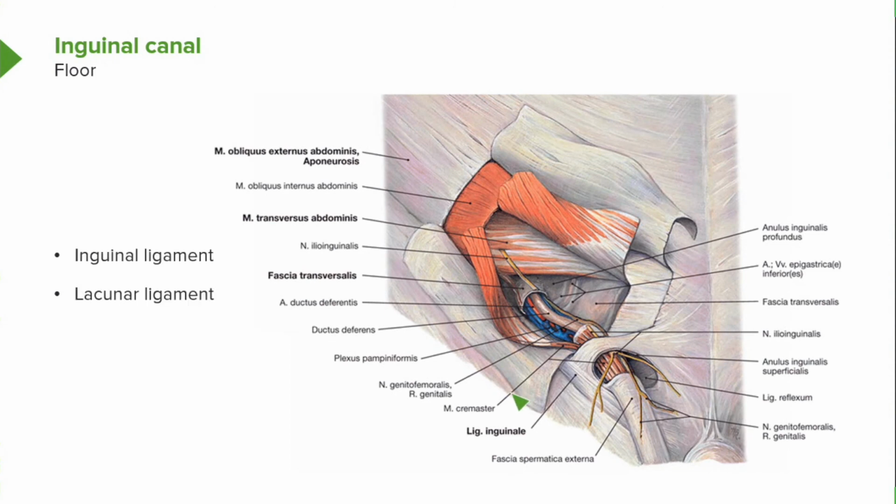And then lastly, we'll have the floor of the inguinal canal. A good portion of the floor will be formed by the inguinal ligament. And as that inguinal ligament approaches its medial attachment to the pubic tubercle, there will be an expansion of the inguinal ligament that will run more posteriorly to attach to the pectineal line of the superior ramus of the pubic bone. This expansion of the inguinal ligament more medially forms what is known as the lacunar ligament, so it will contribute to the floor as well.